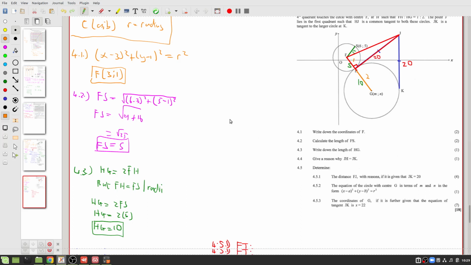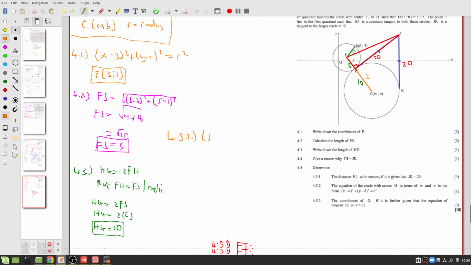Okay, for 1 mark, let's do that over here. 4.5.2. So what does this say? Determine the equation of circle with center G, so the equation of the big circle, in terms of m and n. That's nice, so we don't need m and n, in the form of this. Let me just move this slightly out of the way. Let's do it over there, so we've got slightly more space.